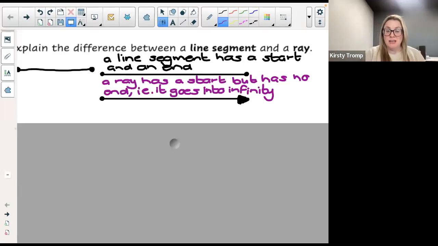It goes into infinity. Okay, I see somebody says, is it a must for a line segment to have dots? No, it's not a must for a line segment to have dots, all right? It just is a good way to show a start and an end. Some teachers like for it to have dots on the end, okay? So it's not a must, but it does show that it has a start and an end when you draw the dots on. So you're not always going to see a line segment with dots, but it does show a start and an end if you've got the dots there.